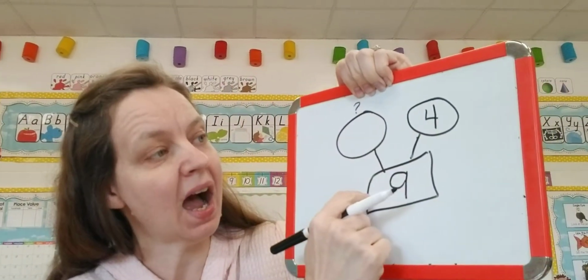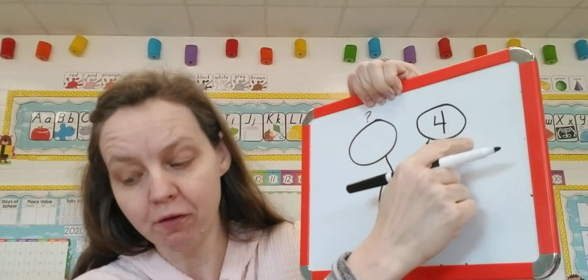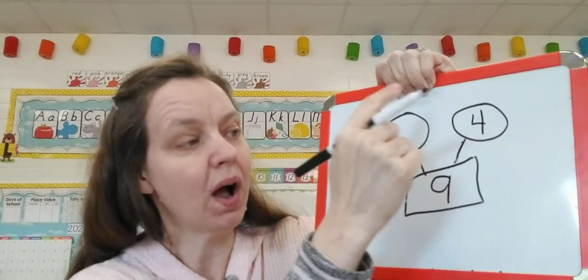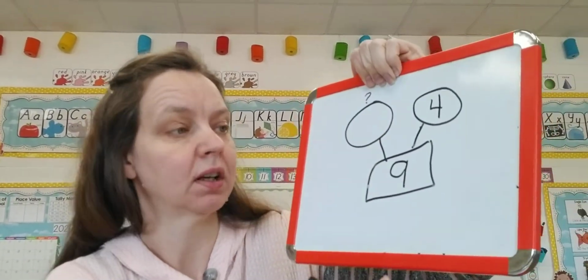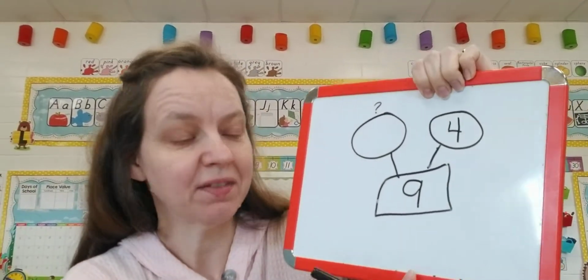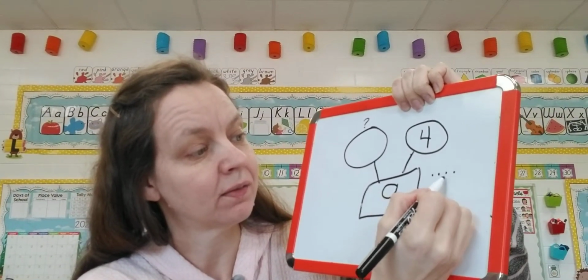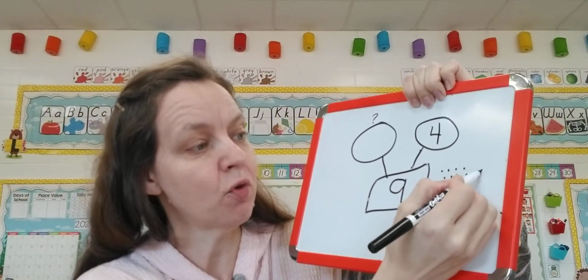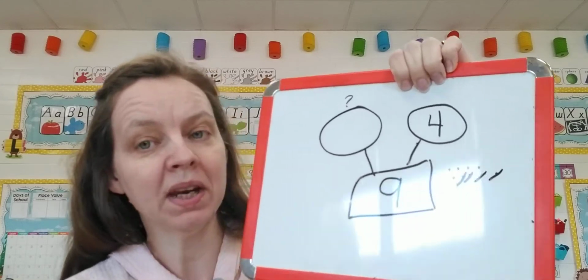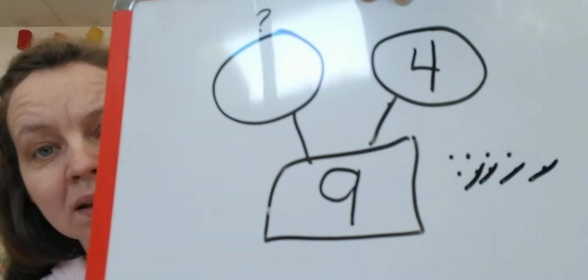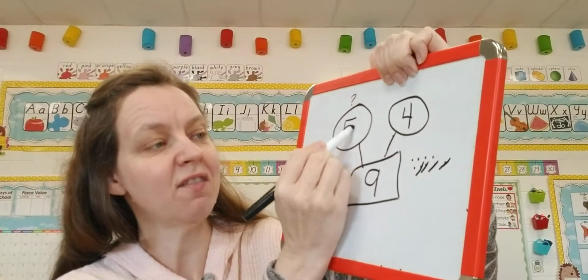So I had 9 altogether. 4 of them were yellow. How many pink did I have? Guess what we have to do? We have to subtract. If I had 9 altogether, and I cross out 4, how many are left? How many are pink? If you got 5, good job.